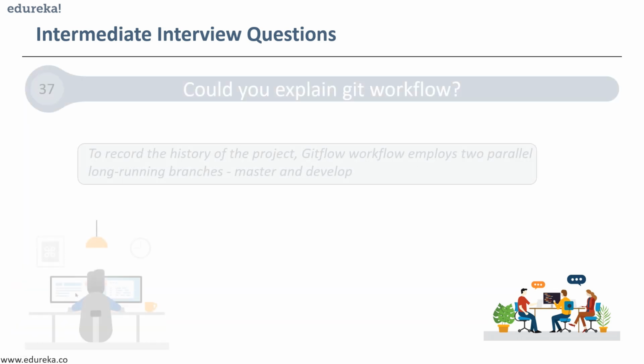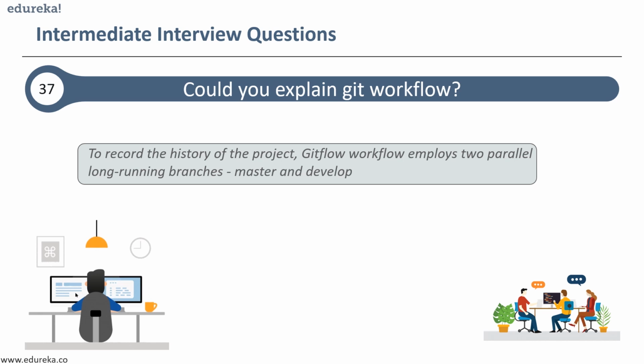So the next question is, could you explain the Git workflow? To record the history of the project, Git workflow employs two parallel long-running branches. The first one is the master branch and the second one is the develop branch. The master branch is always ready to be released on live with everything fully tested and approved. That is the production-ready state.